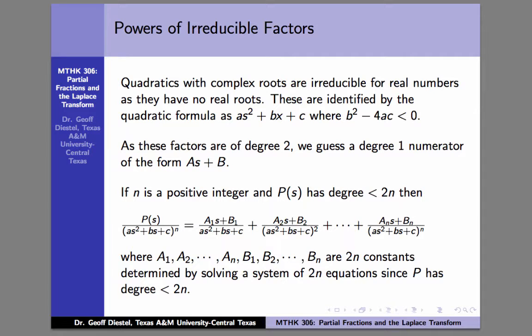So we do it just like we did before. We add all these n terms. The power of the quadratic that doesn't factor increases from term to term. And in each numerator, we're introducing a completely different linear factor. So these constants a1, a2, a3, and so on, b1, b2, b3, and so on, are all distinct. And that gives us 2n total coefficients. And when we put this back together, we're going to have 2n equations. So the solution will be unique.